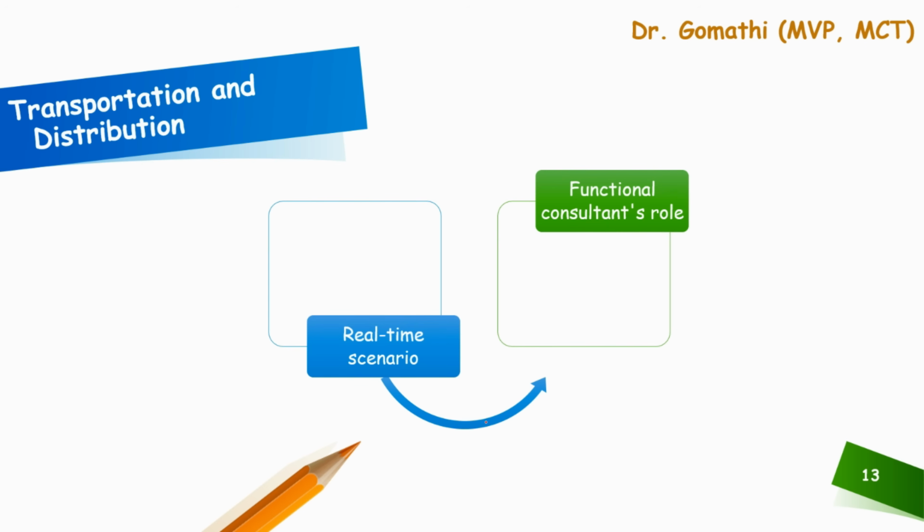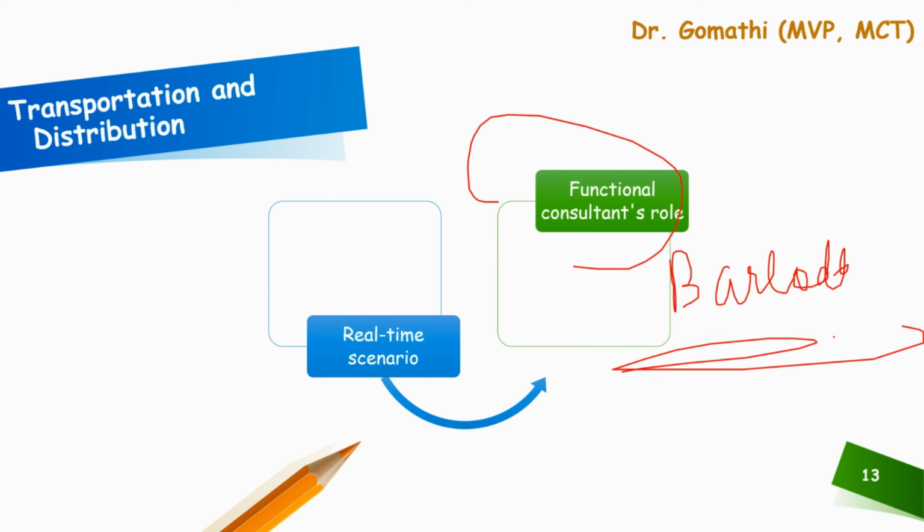Next comes transportation and distribution. A global smartphone distributor needs to optimize shipping routes and carriers for delivering smartphones to retailers across regions. So in this case, as a functional consultant, you have to set up the transportation management module, define delivery routes, select carriers, and integrate a GPS tracking system wherever possible. And if possible, you can also integrate barcodes to properly find the route of the vehicle and everything.